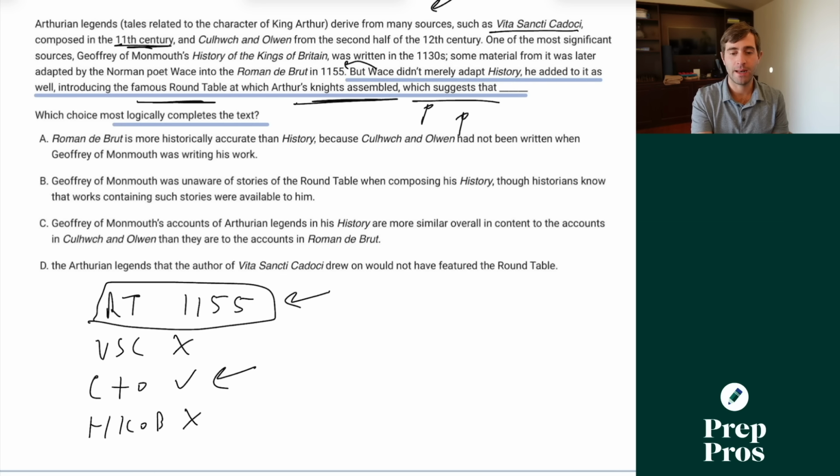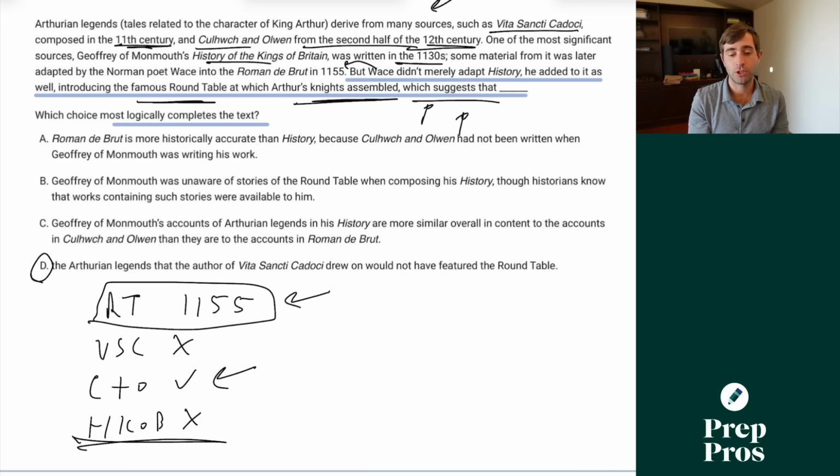So then the next thing we see is Culwch and Olwen in the 12th century, in the second half. This could have the round table. History of the Kings of Britain was from the 1130s. That could not have the round table. Now it's a lot easier for me to work through those answers and most likely find my correct answer. And that's exactly how we can see that D is correct.